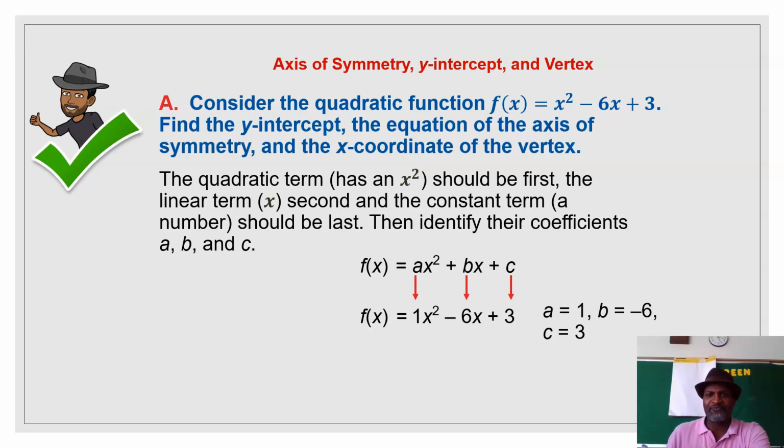So the y-intercept for this particular problem is c. You just look for that constant term and you have the y-intercept. Now let's see about finding the axis of symmetry.